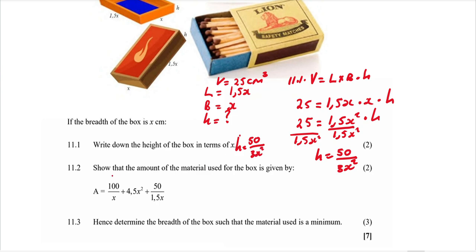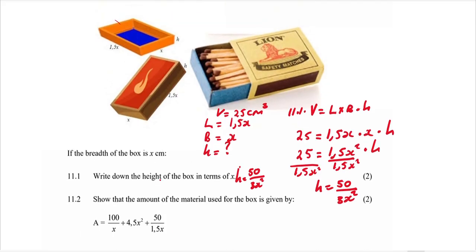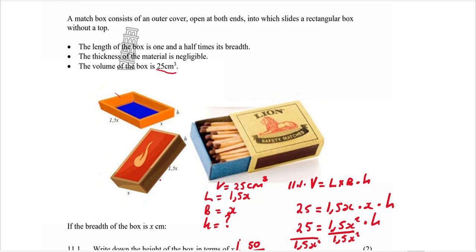So they say show that the amount of the material used for the box is given by. In other words, they want us to calculate the area, or the surface area, of the whole box.